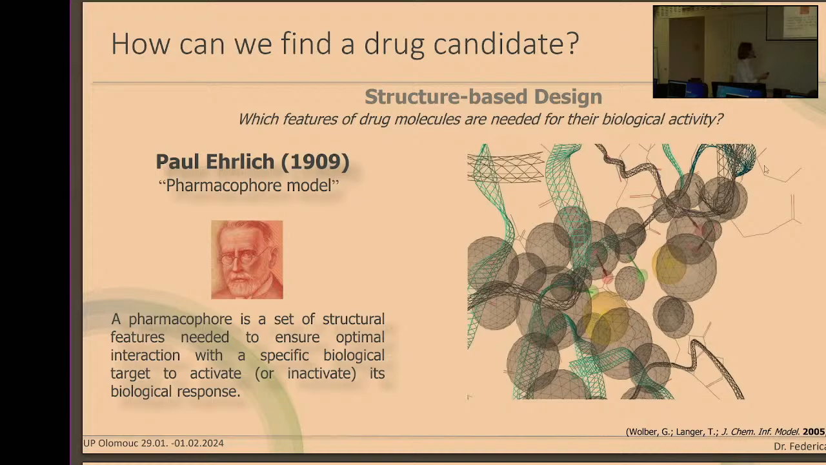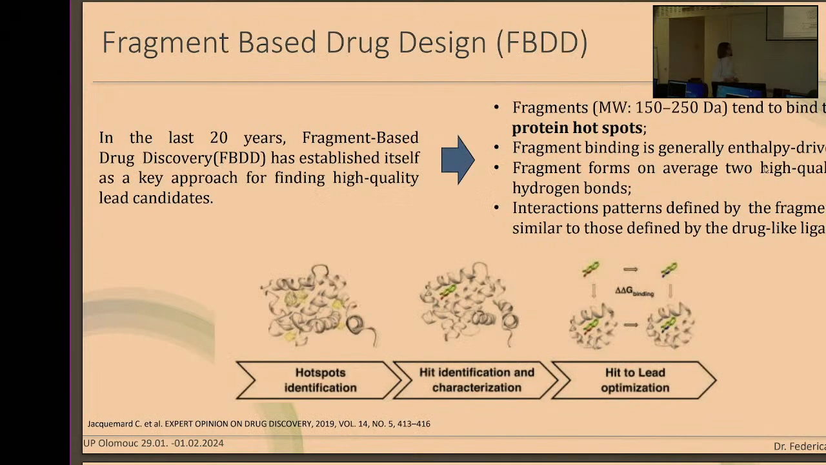So using the pharmacophore models, we can have the ligand features needed for the interaction with the target and needed to ensure the biological activity of the target. So for instance, hydrogen bond acceptor, hydrogen bond donor, hydrophobic group, and so on. So the pharmacophore model is one in silico technique that we can use in structure-based drug design.